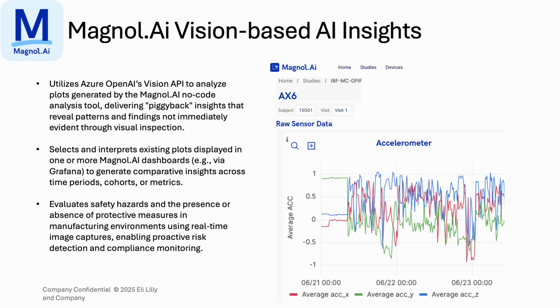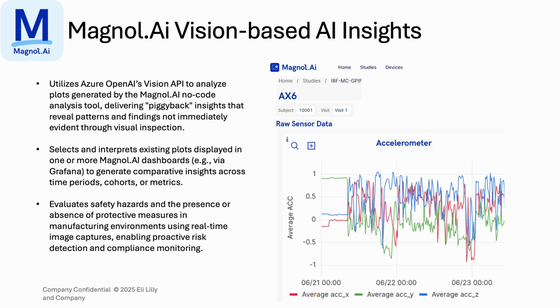This slide summarizes how Magnol.AI vision-based AI insights are implemented. The platform leverages Azure OpenAI's Vision API to analyze images and plots generated by the no-code analysis tool. This enables the system to deliver piggyback insights, uncovering patterns and findings that may not be immediately evident through visual inspection alone.